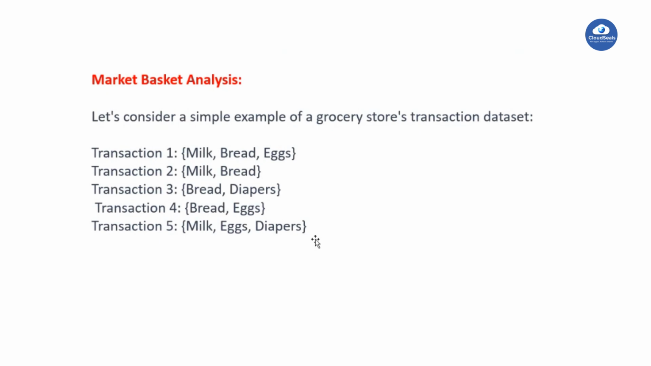In the first transaction, one customer bought milk, bread, and eggs. In transaction two, another customer bought milk and bread. In the third transaction, the third customer bought bread and diapers. The fourth customer bought bread and eggs. The fifth customer bought milk, eggs, and diapers. These are the five transactions that happened on the e-commerce website. I have taken only five because a complex example would become very hard to understand. With a small number of transactions, we can understand easily.